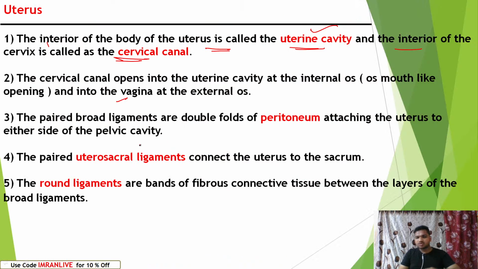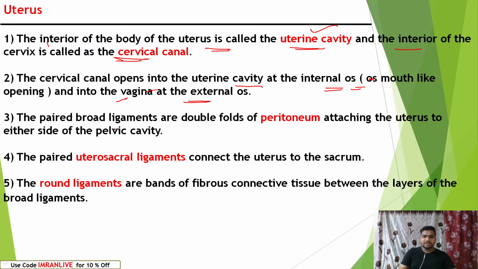Cervical canal is also called the birth canal. The cervical canal opens into the uterine cavity at the internal os, meaning a mouth-like structure. It opens to the uterine cavity and, at the other end, the vagina to the external cavity. Generally, it opens to the cervix, then the vagina.